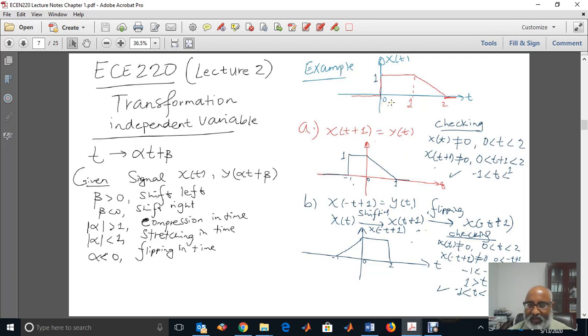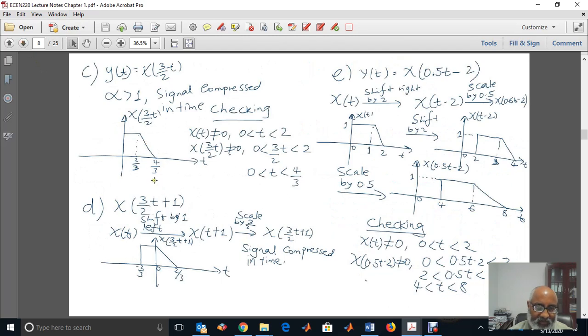So 0 divided by 3 over 2 is 0. 1 divided by 3 over 2 is 2 over 3. 2 divided by 3 over 2 is 4 over 3. You see, so the signal will be between 0 and 4 over 3, compressed in time.